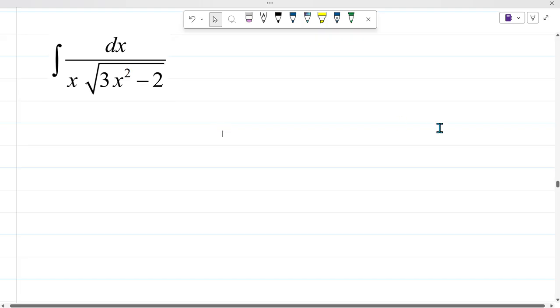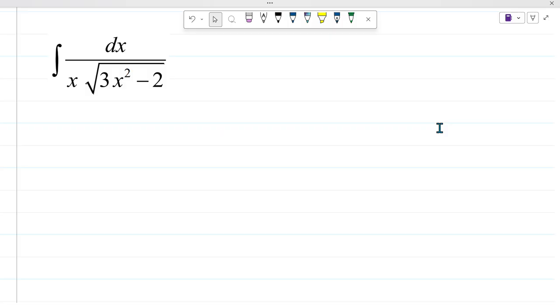Okay, now we have this integral of 1 divided by x multiplied by the square root of 3x squared minus 2. So what we need to do is to rewrite this in a nice way first before we can conclude.